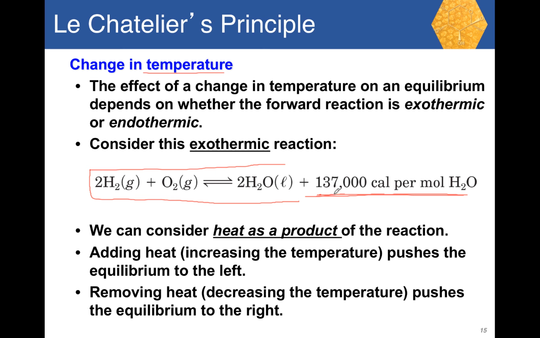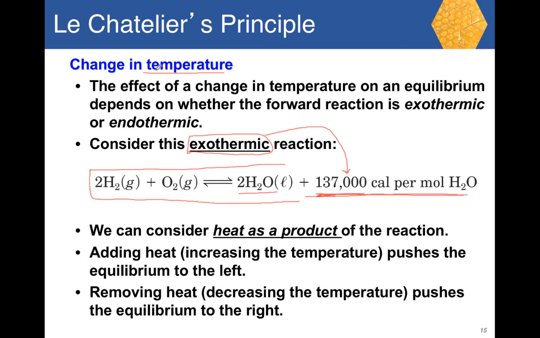137,000 calories per mole of water produced. So for each mole of water that is produced, it produces also 137,000 calories of heat, a lot of heat. So this reaction is described as exothermic because it produces heat. Exo, remember, means given off, and thermic means heat, so it's an exothermic reaction to produce heat.